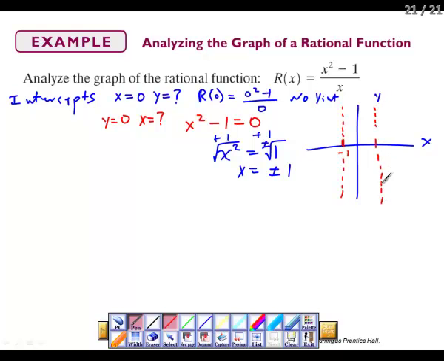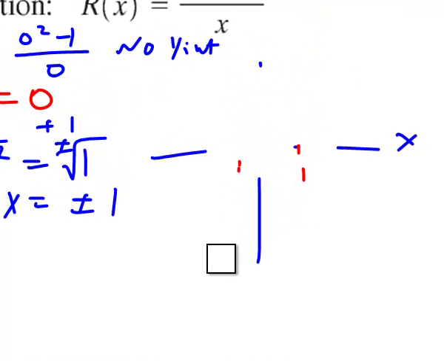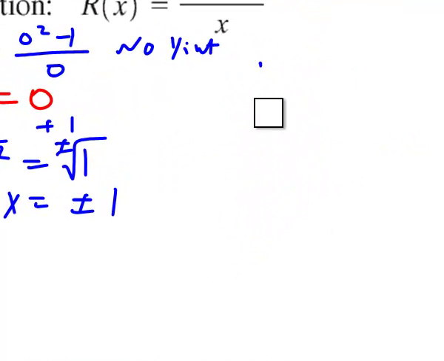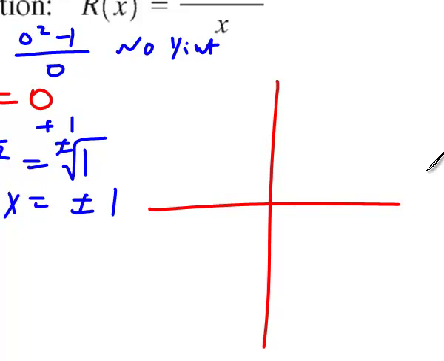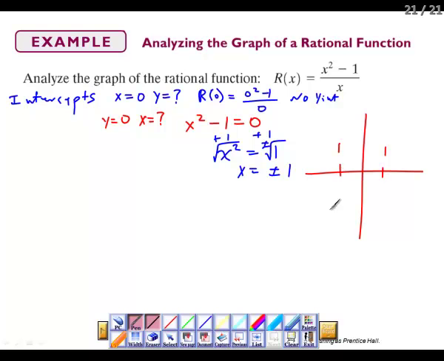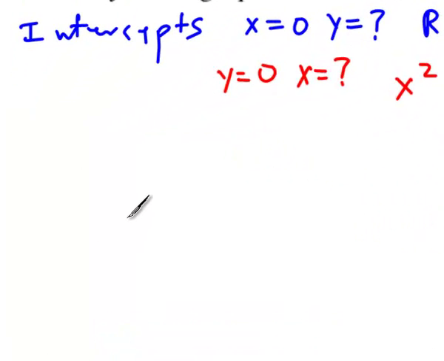Or, no, that's wrong. Okay. So we know that our x-intercepts are at negative 1 and a positive 1. So we have two x-intercepts. Alright, so those are our intercepts. And now our asymptotes.